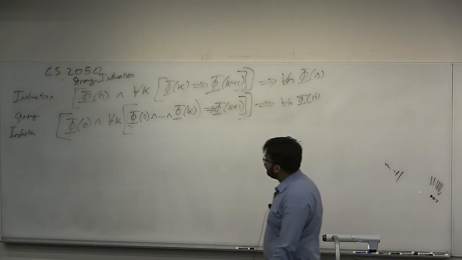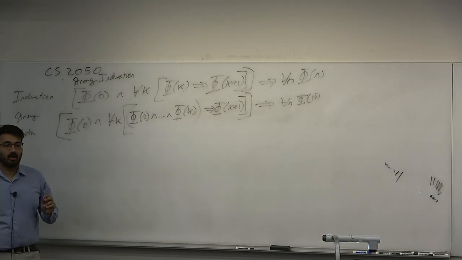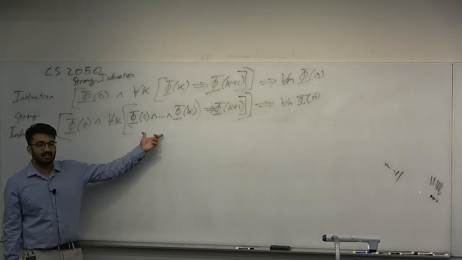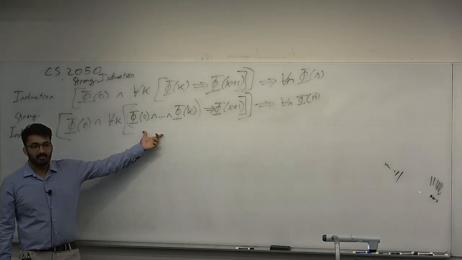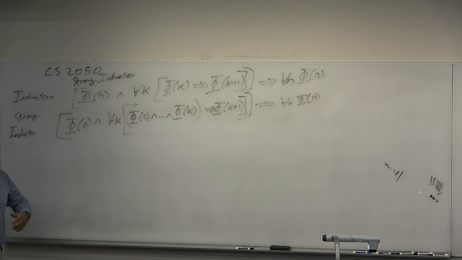So the only difference between strong induction and induction is that strong induction allows you to assume not just one induction hypothesis, but in fact k many induction hypotheses, right? You don't necessarily assume it's true for one k to show k plus 1, but you show it's true for all from 0 to k, and then that may imply k plus 1.